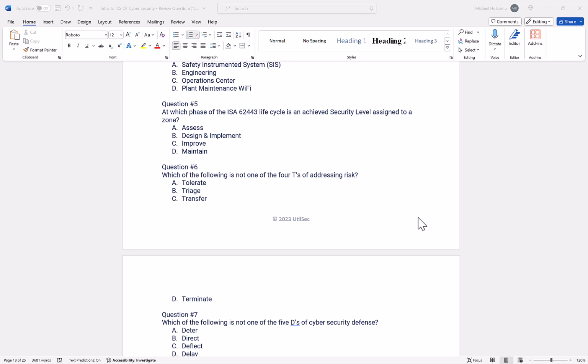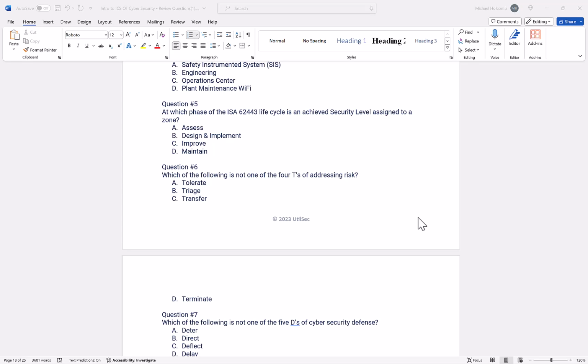When I come back, I say, well, then how do we determine where the security level is today? What have we achieved? Depending on how you look at it, this is a whole other story. But it also can be in the assess phase, right? Sometimes you also talk about it in design and implement, and sometimes in improve, not necessarily maintain.